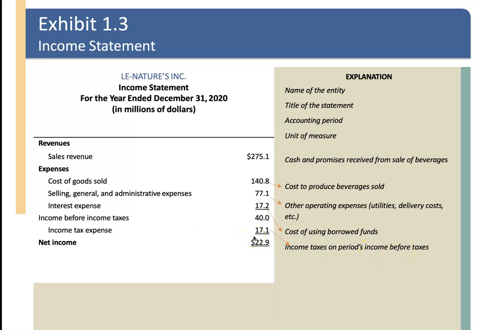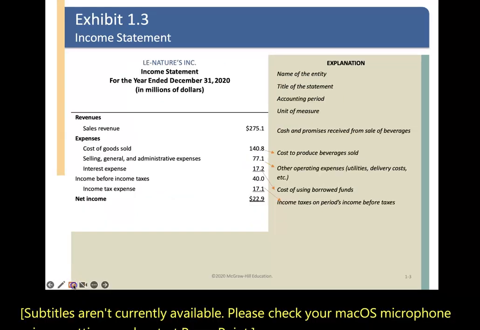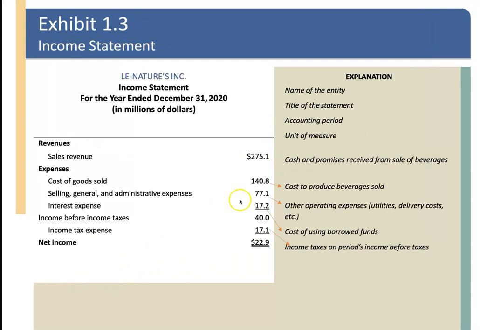So in this example, the revenue is $275.1 million. The expenses of this company include the cost of goods sold, selling, general administrative, and interest expense. Sales minus all these expenses equals income before taxes, multiplied by the tax rate equals the income taxes, and the net outcome is net income.